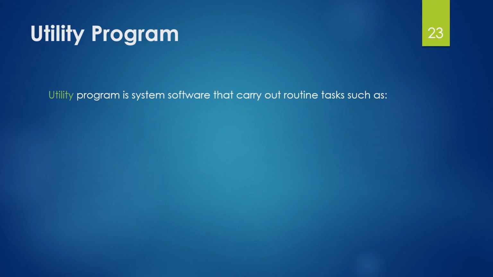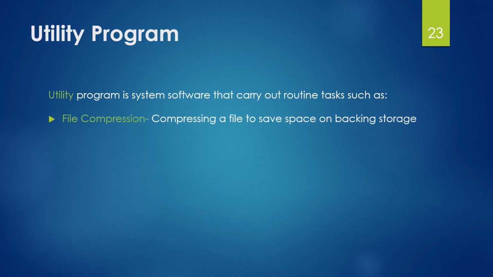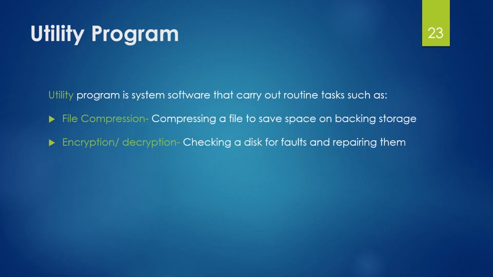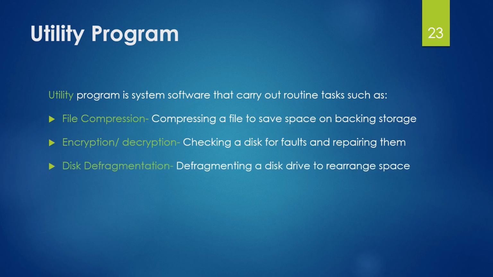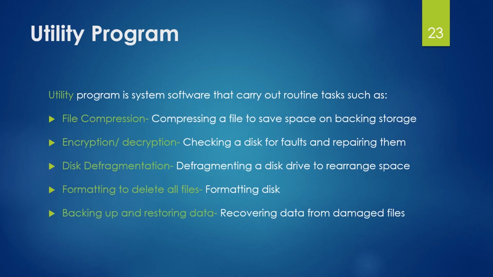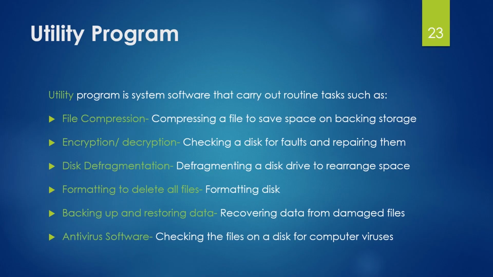Utility program is system software that carries out routine tasks such as file compression, that is compressing a file to save space on backing storage, encryption, decryption, checking a disk for faults and repairing them, disk defragmentation, that is defragmenting a disk to rearrange space, formatting to delete all files, that is formatting the disk, backing up and restoring data, that is recovering data from damaged files, and antivirus software, checking the files on a disk for computer viruses.